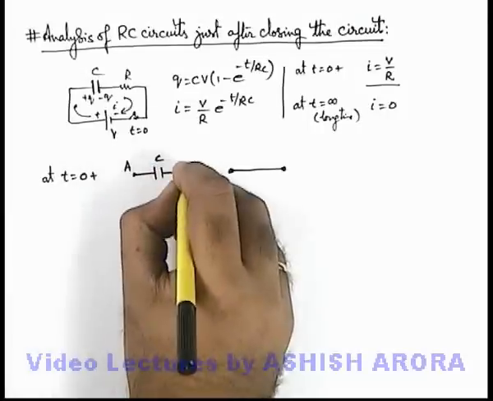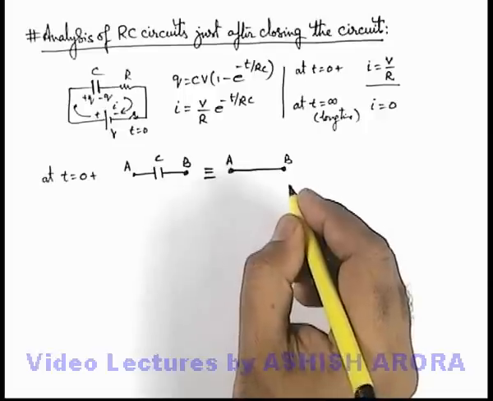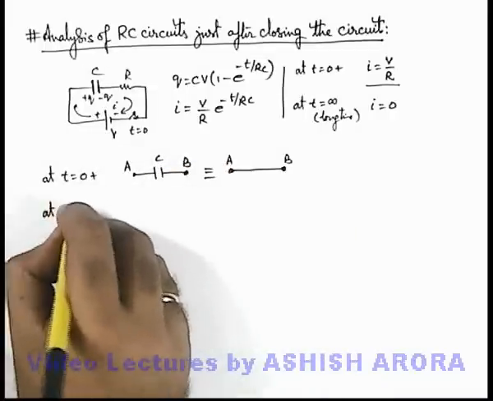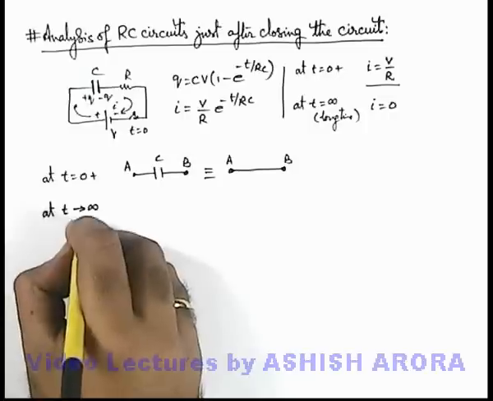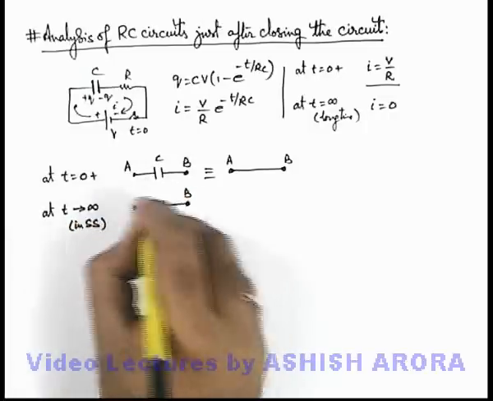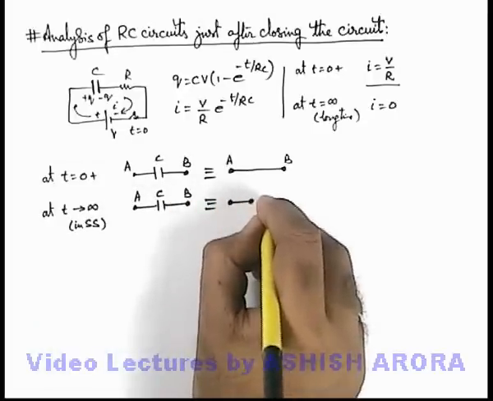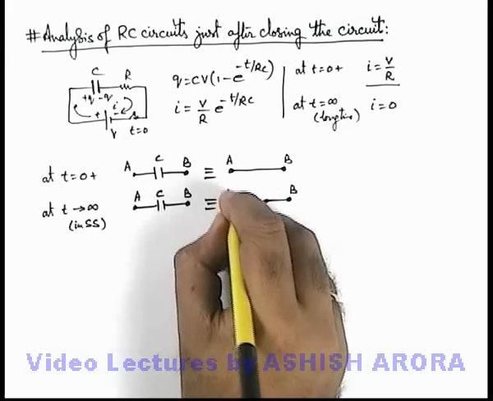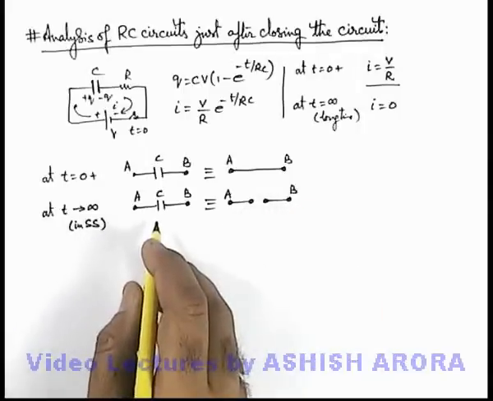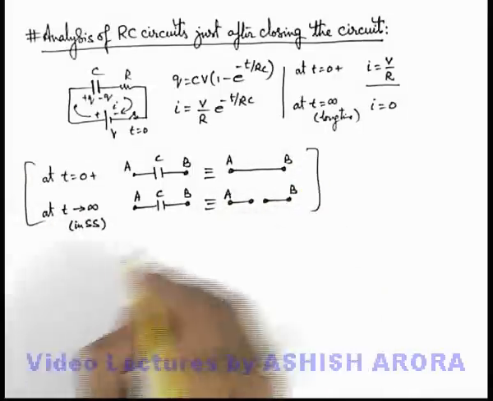If the capacitor is connected across terminals A and B, they appear like short circuited terminals if the capacitor is uncharged. Similarly, at t tending to infinity, or in a steady state, if we have a capacitor connected across two terminals, then it acts like an open circuit. There is never a current which is allowed to pass through the capacitor in a steady state. This is the situation you should always keep in mind.